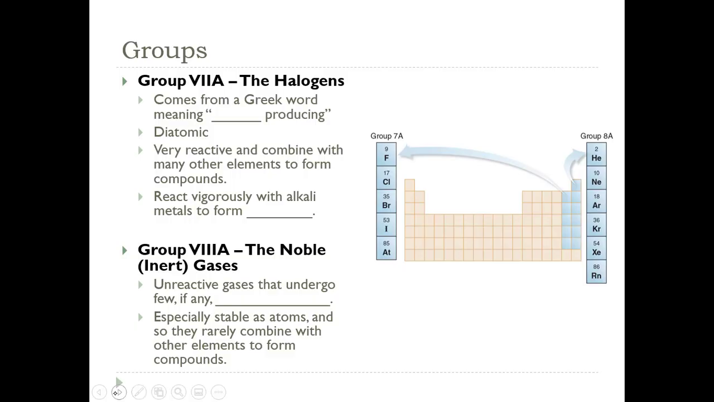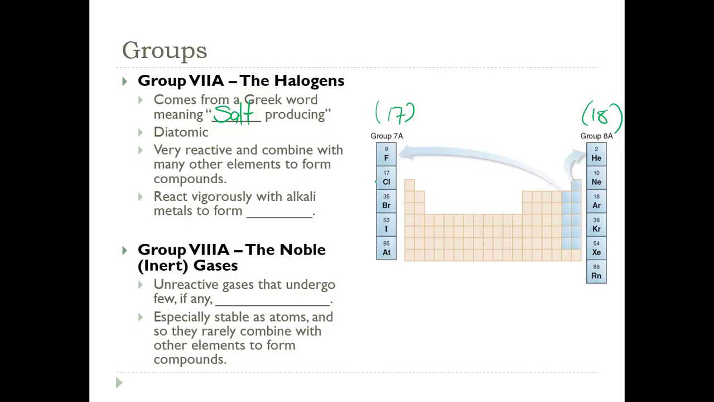Then we have group 7A or group 17, depending upon the numbering system, and then group 8A would be group 18. Group 7A or 17 are the halogens. Their name comes from a Greek word meaning salt producing. Like chlorine: when we react sodium with chlorine, we get sodium chloride, which is table salt.